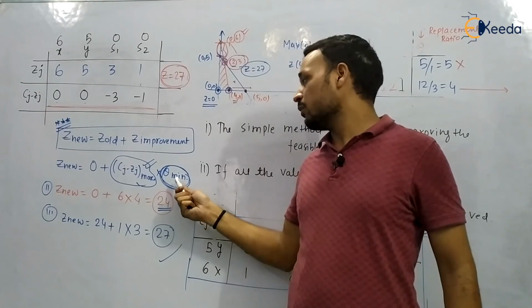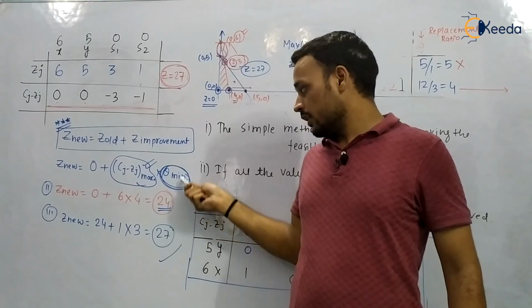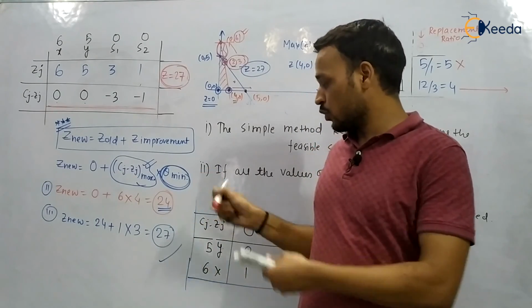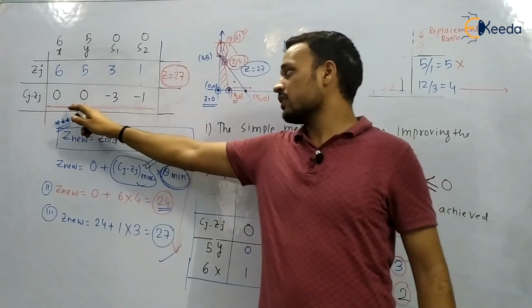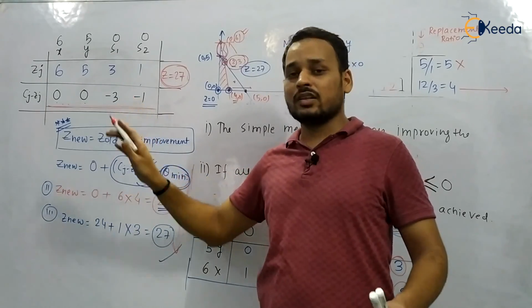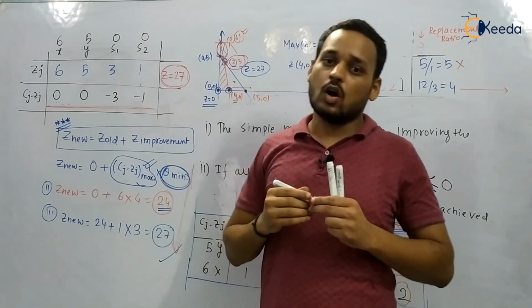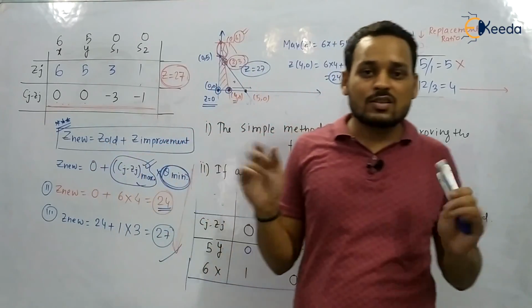Now why the theta minimum? Because you should not choose the infeasible region. So the simplex method keeps improving the result, and whenever each and every value of Cj minus Zj is either 0 or negative, it gives an indication that you have reached the optimality. So this is all about the simplex method.